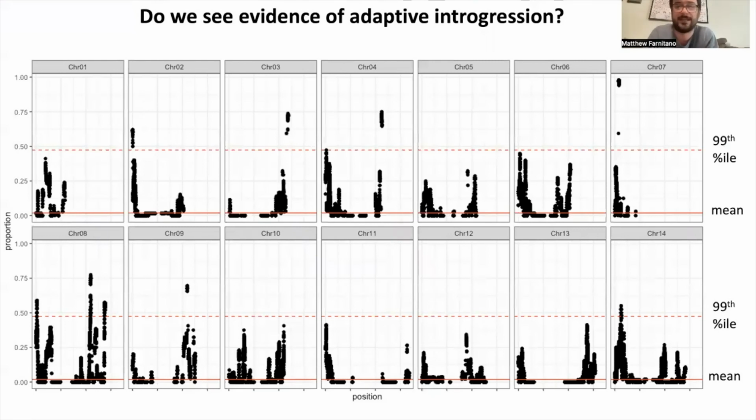So the solid red line here is the mean, the average Nasutus ancestry in those individuals, and it's sitting about 2.5%, very low. But we see a wide variety where some parts of the genome have as much as 50% or more Nasutus ancestry. Are those alleles adaptive, and are they introgressing because they're adaptive? We don't know for sure yet, but it's certainly something that we would love to explore more and very intriguing.